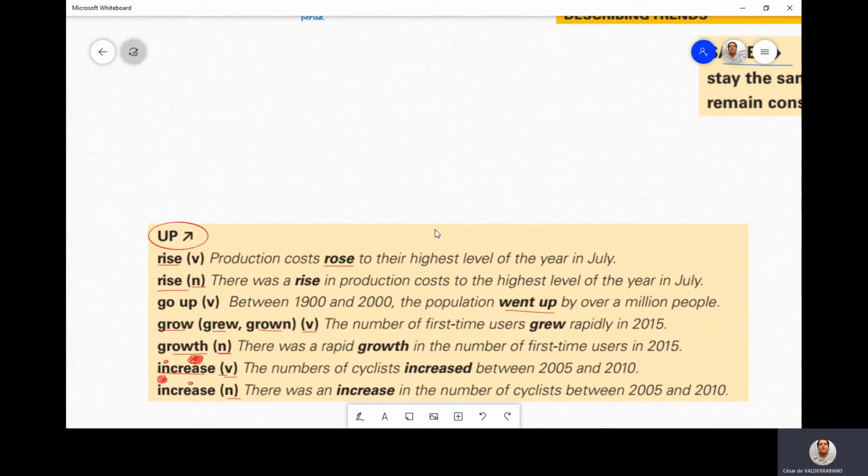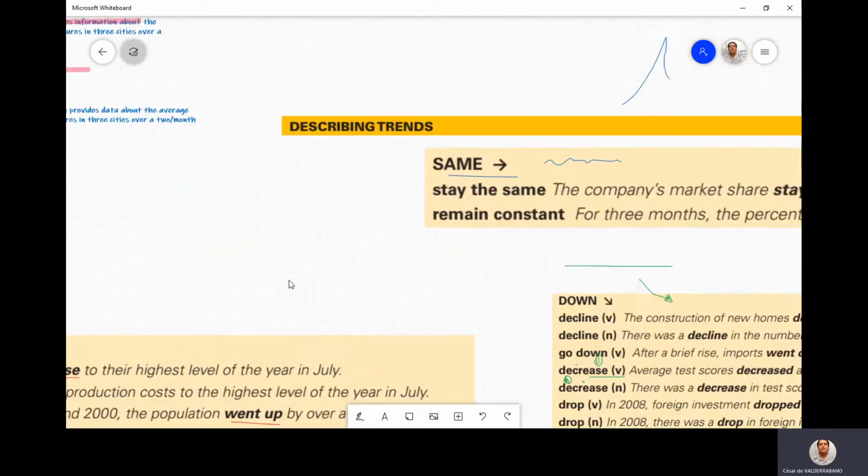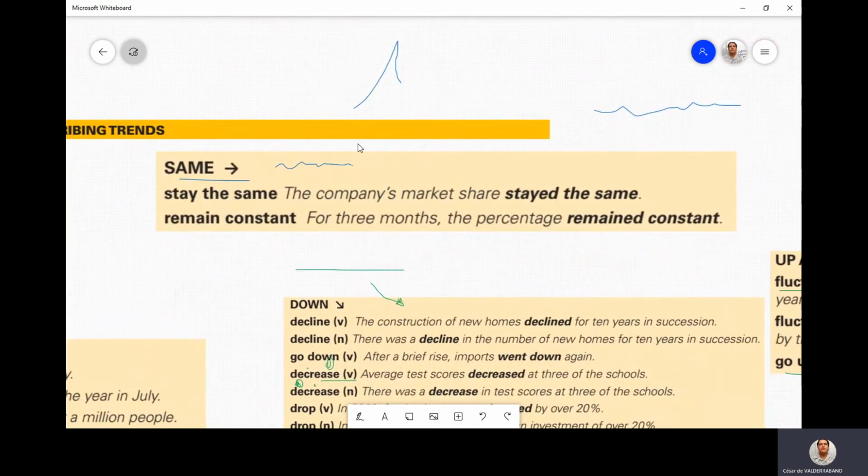Number one, remember to describe the trends when they go up: rise, go up, grow, growth, increase. Number two, when the graph stays the same, or when there are no big changes, we have to say stay the same or remain constant.